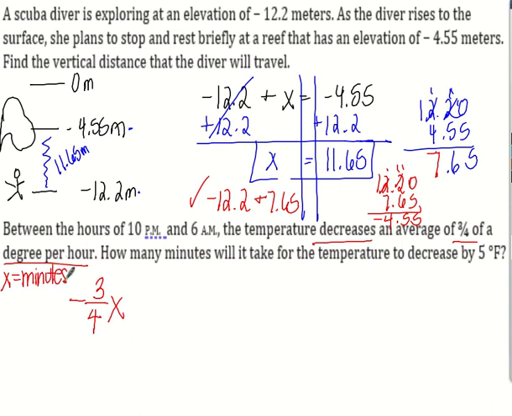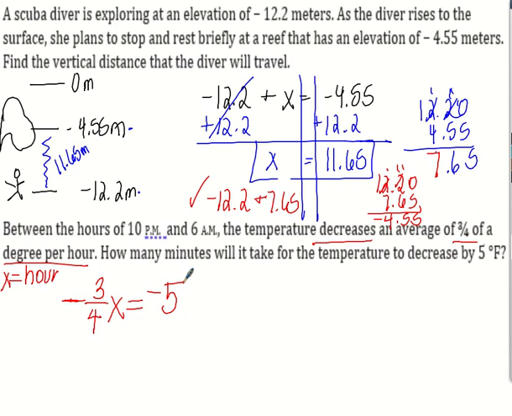Oh, you know what? This is a good one. X isn't your minutes. X is your hours because it's degree per hour. But then we want our answer in minutes, okay? So X, when you start this off, is in hours. It decreases 3/4 of a degree per hour. How long until that's equal to -5 degrees? So how long for it to decrease 5 degrees?